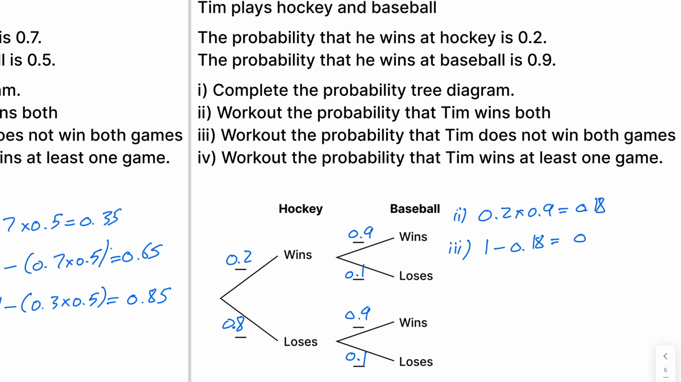And again, just like I mentioned previously, the longer way of doing this is that he does not win both games, which means that he wins one and loses one, or he loses one and wins one, or he loses both. You can find these three and then add them together. You will still get the same answer.